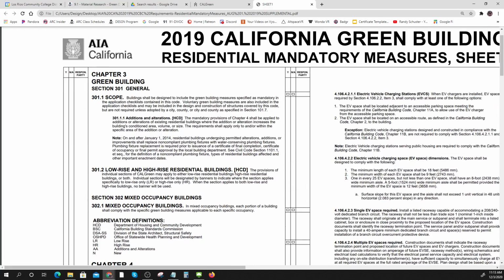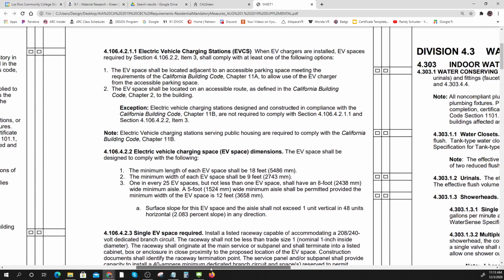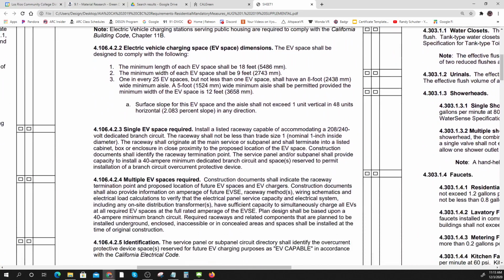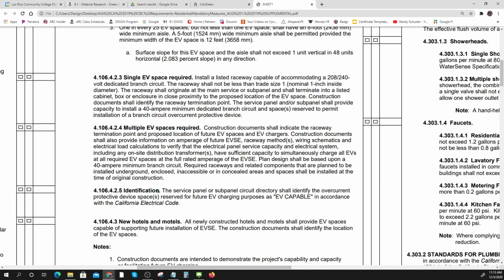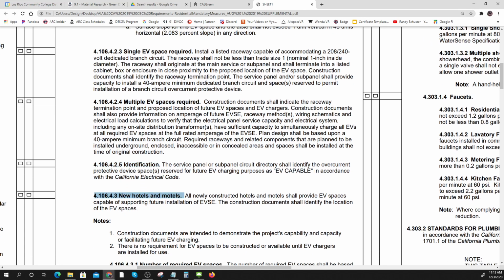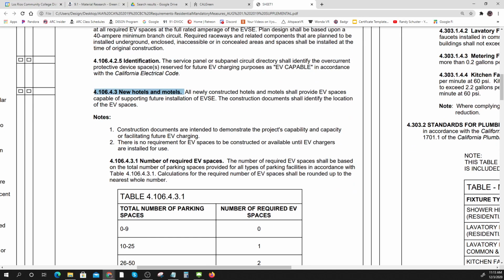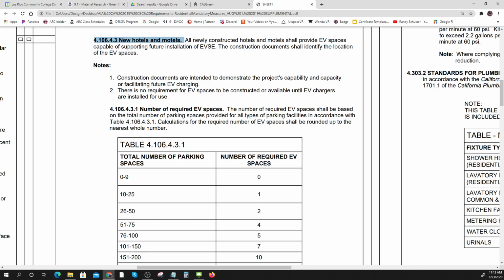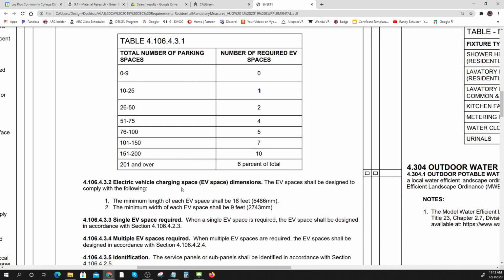Then we go up to the next set. Let me make it a little bit bigger so you can see better. If you look at all this stuff about how many spaces are required, multiple EV spaces, identification. If you're doing hotels or motels, that's considered sort of in the residential area. How many parking spaces are there? So how many EV spaces do you need? This is all stuff that as a designer, you would want to be able to say, yep, check that, check that, check that. I can find where this is addressed in my plans.